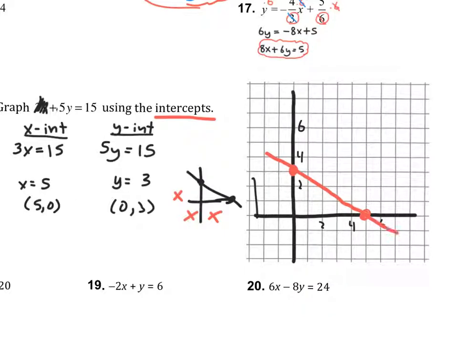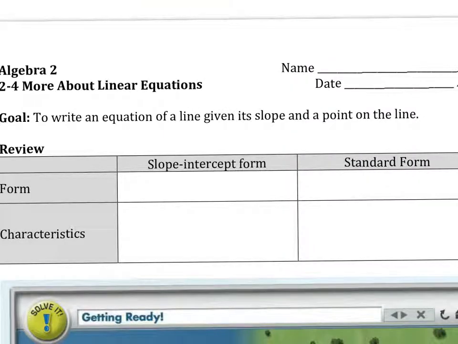Remember, if you have a hard time drawing a straight line freehand, just pull out your ID card to do that. So our goal for today remains the same. We are still going to be writing equations of a line, given its slope and a point on the line. So please turn to page 3.